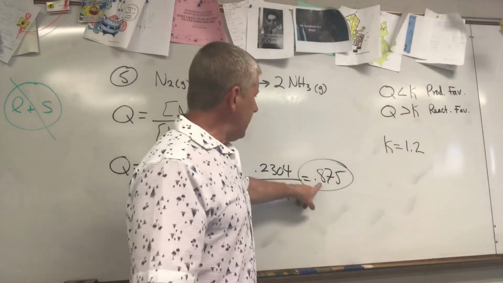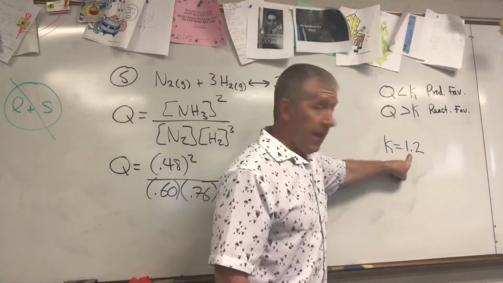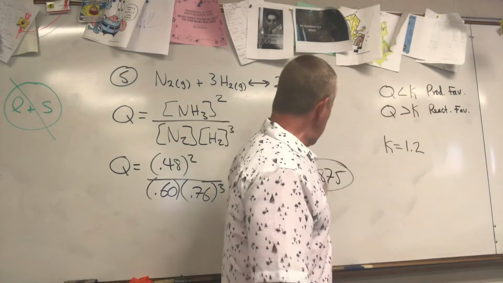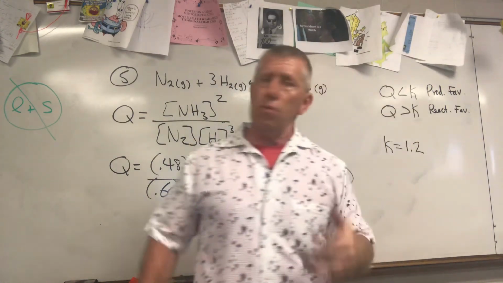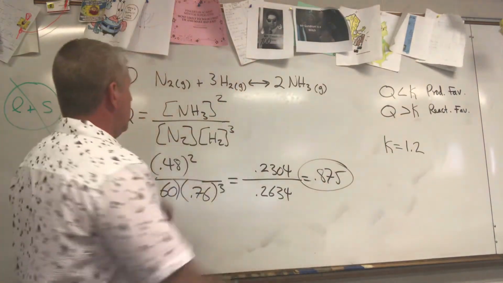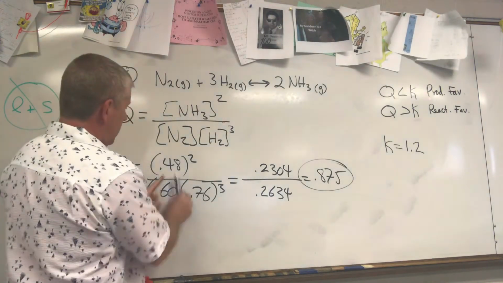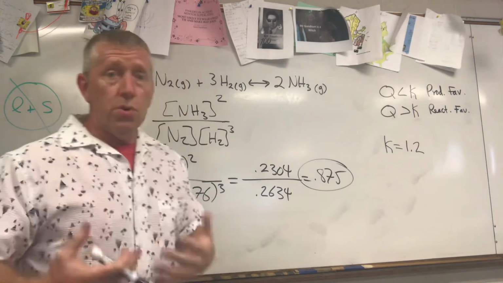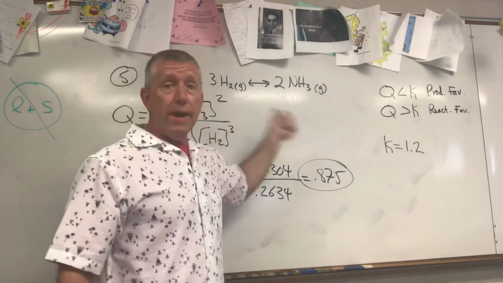This Q is less than the K. If Q is less than K, products are favored. So this Q is less than the K value given, 0.875 is less than 1.2, so products are favored. What does that mean? That means that when I threw this stuff together, I threw an abundance of these two in, and you can actually see that from the numbers here. We threw an overabundance of this and not enough of this, meaning that we're going to make product faster than product is going to break down and make reactant.